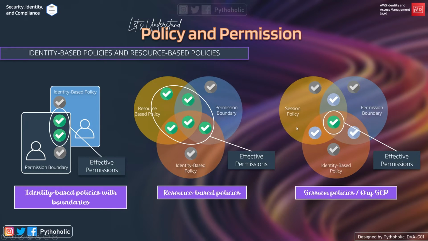The last one is session-based policy, and the effective permission for this set of policy types is the intersection of three policies: the session policy, the permission boundary, and the identity-based policy. The intersection defines the effective permission for the session policy. And I am telling you this once again, an explicit deny in any of these policies overrides the allow. So I hope you got the point about the differences between the effective permissions of all three use cases.